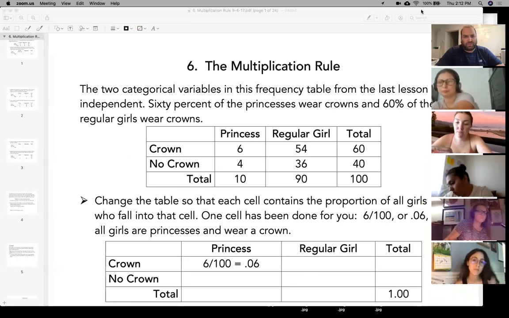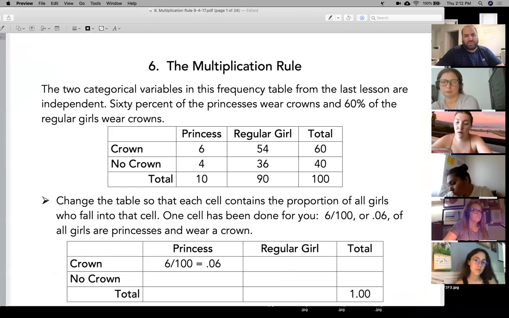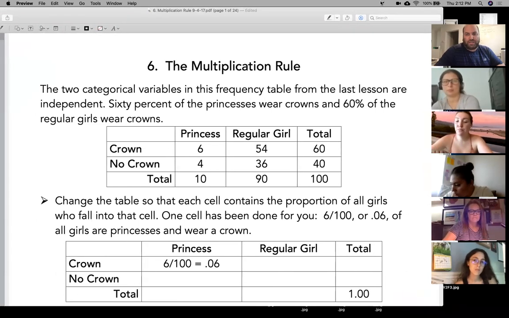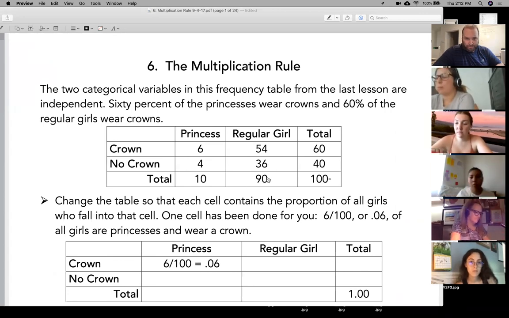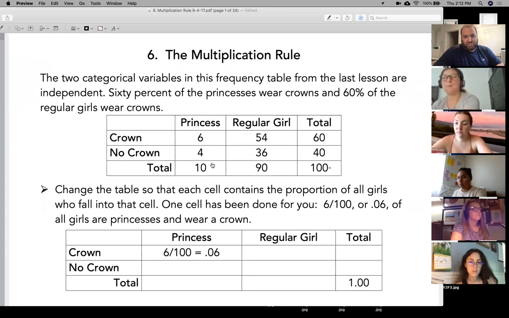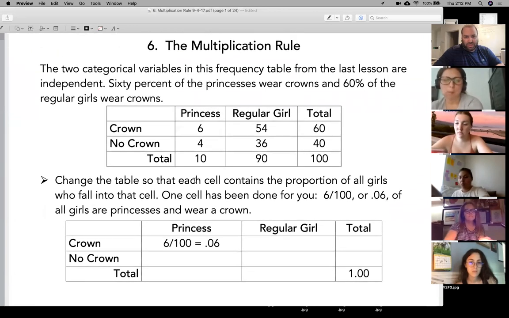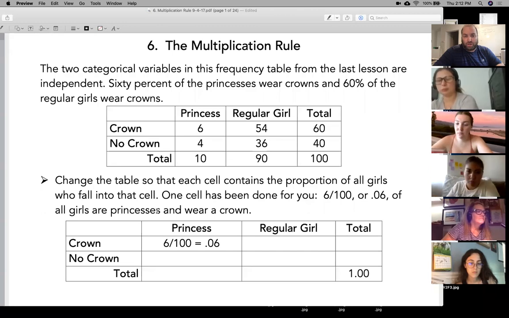So the multiplication rule. It says the two categorical variables in this frequency table from the last lesson are independent. We saw that 6 over 10, 60%, 54 over 90, 60%, 4 over 10, 40%, 36 over 90, 40%. That we did last time. So it says change the table so that each cell contains the proportion of all girls who fall into that cell. This is the proportion of all girls, not some girls, okay?